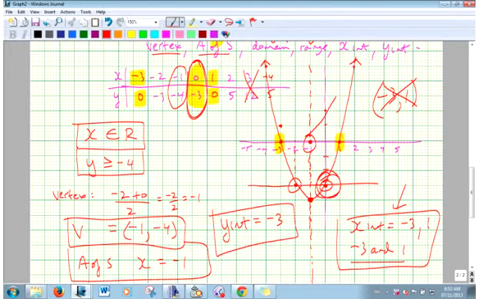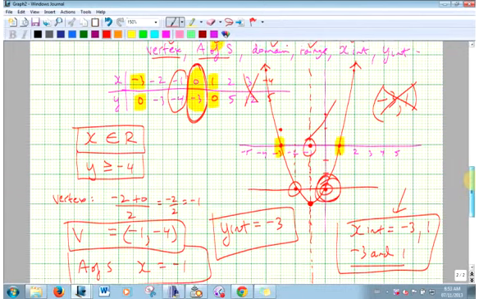Okay? Lots of stuff to know, and we're not even halfway done what we can know about a parabola and a quadratic yet. Alrighty?